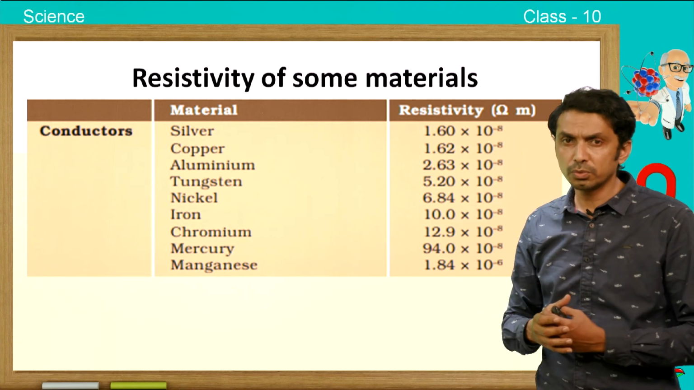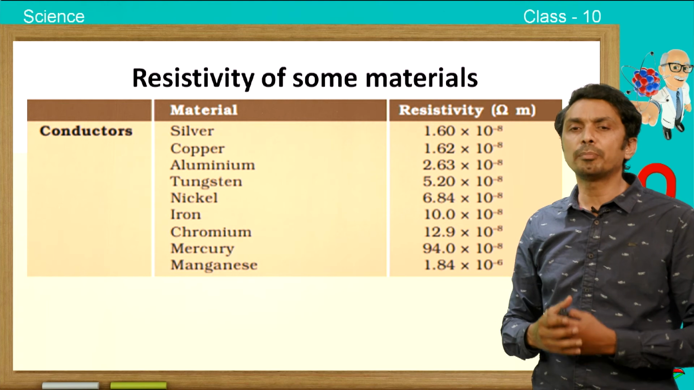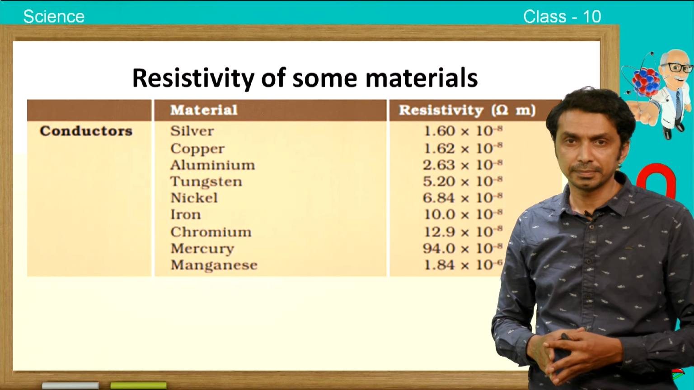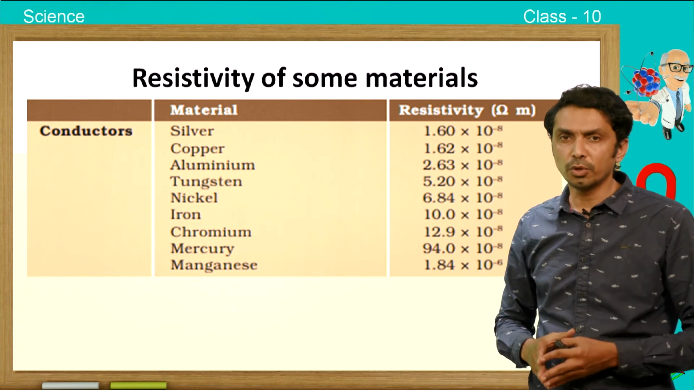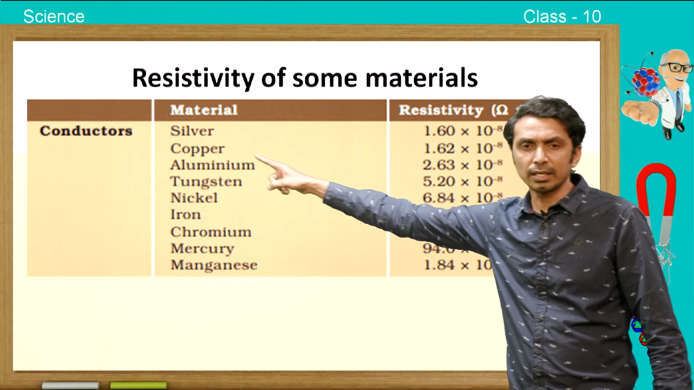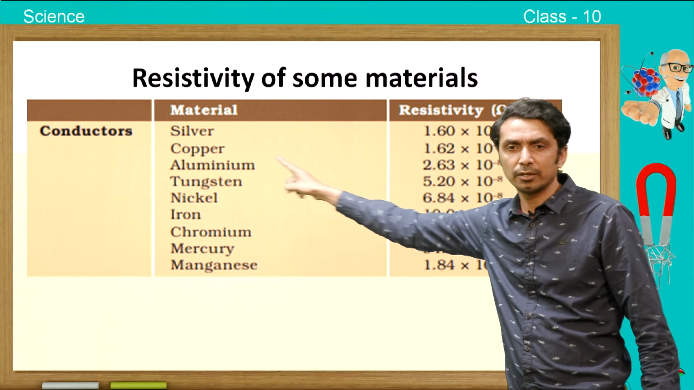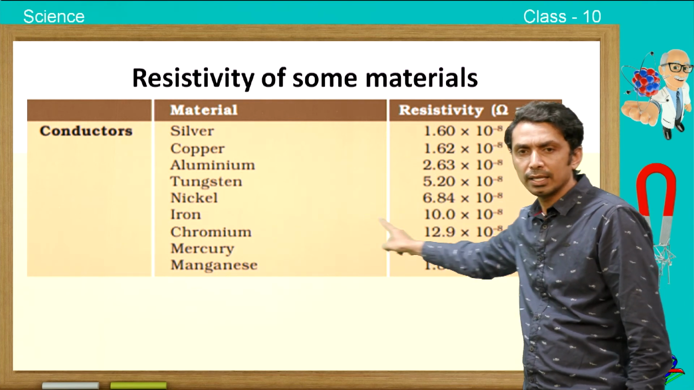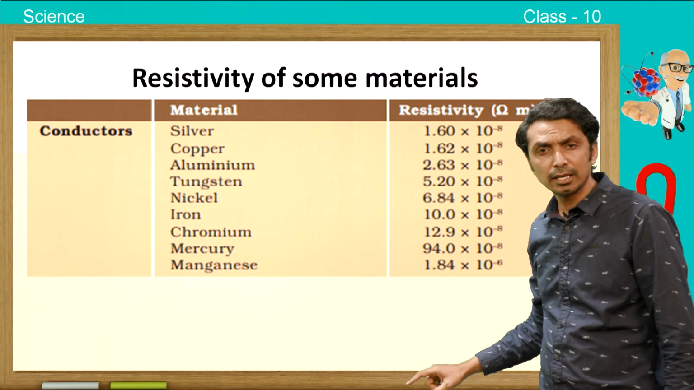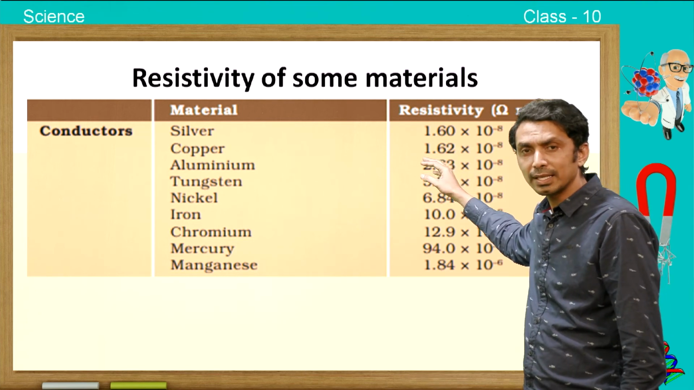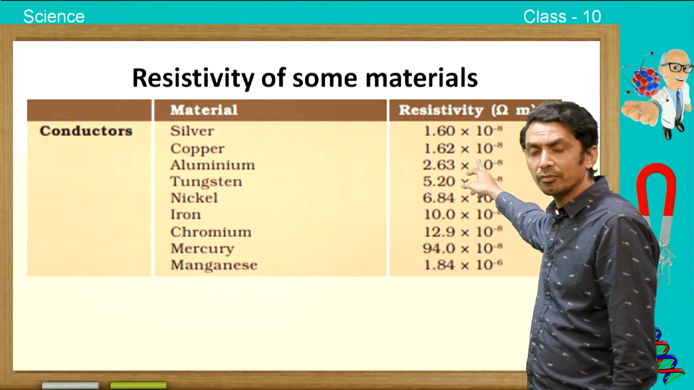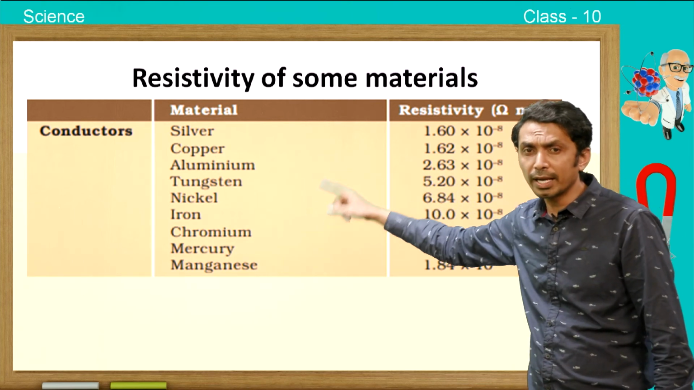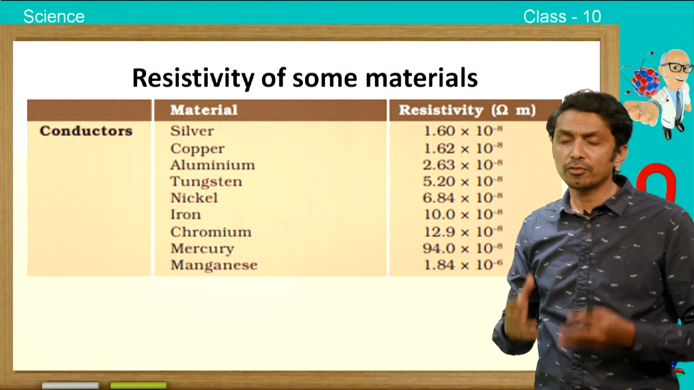Now my question to you children is, among copper and iron, which do you think is a better conductor? Yes children, you are right. You will compare the resistivity of copper, 1.62 x 10 to the power of minus 8, and the resistivity of iron, 10 x 10 to the power of minus 8. Which is lesser? Yes, here the resistivity of copper is less. That means in these two, copper and iron, which will have more electric current?